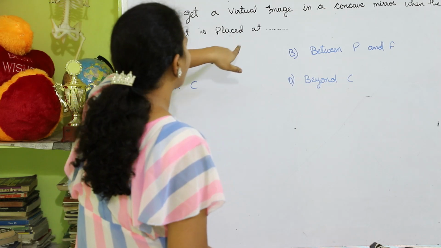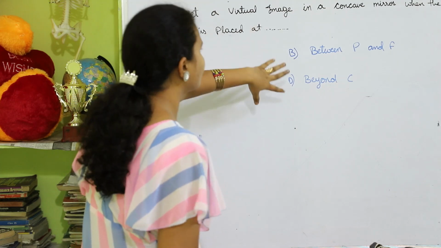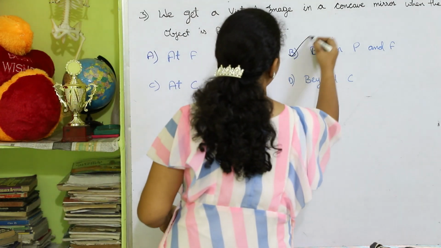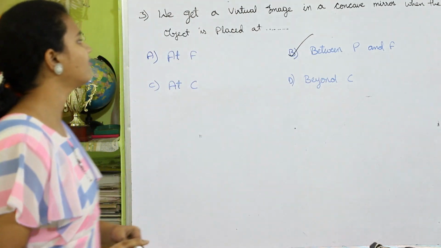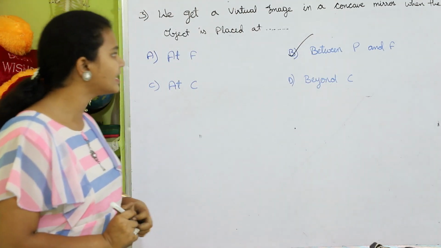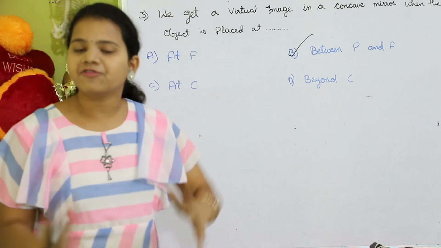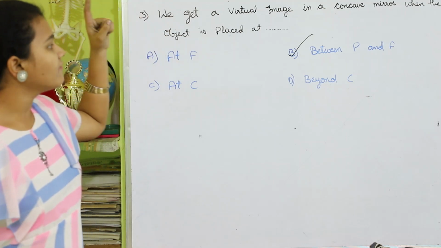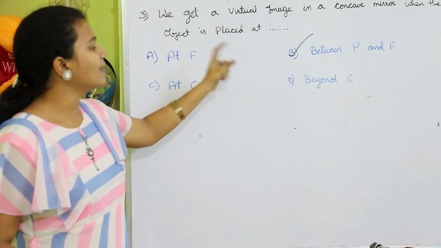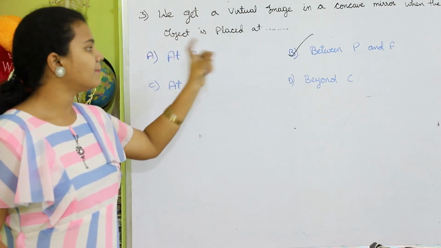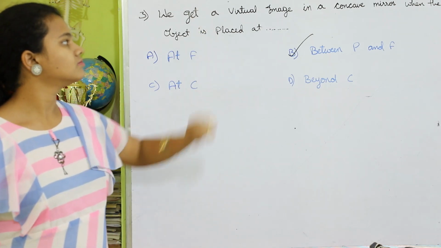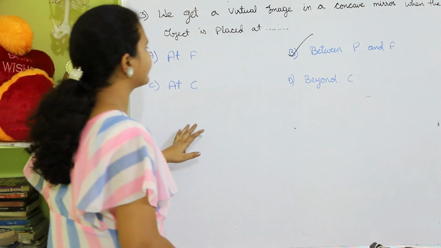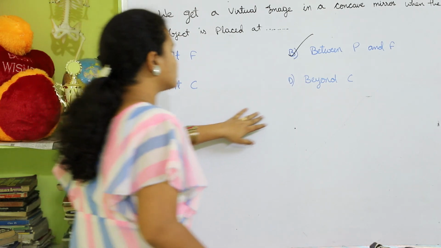Now, when we get a virtual image, the correct option will be between P and F, guys. If we place an object between pole and focus in the concave mirror, we will be getting a virtual image. So let's understand this briefly and clearly by using a diagram.